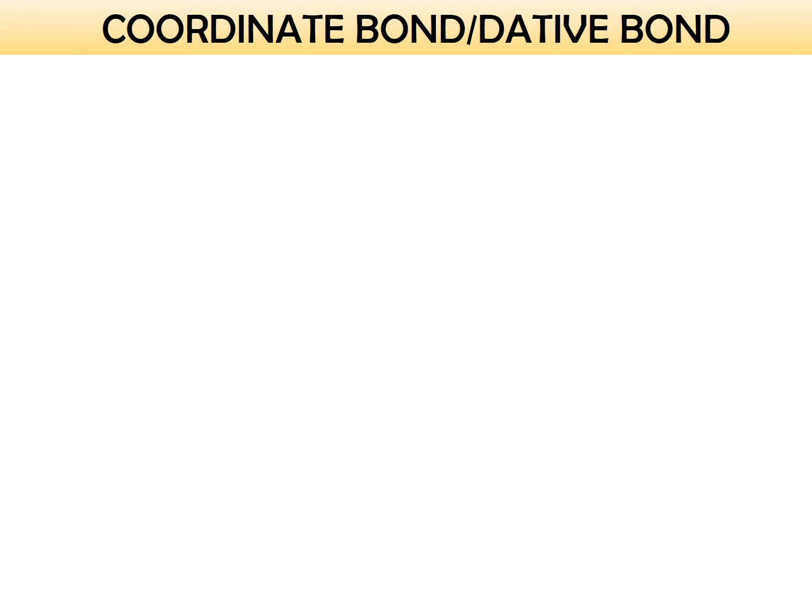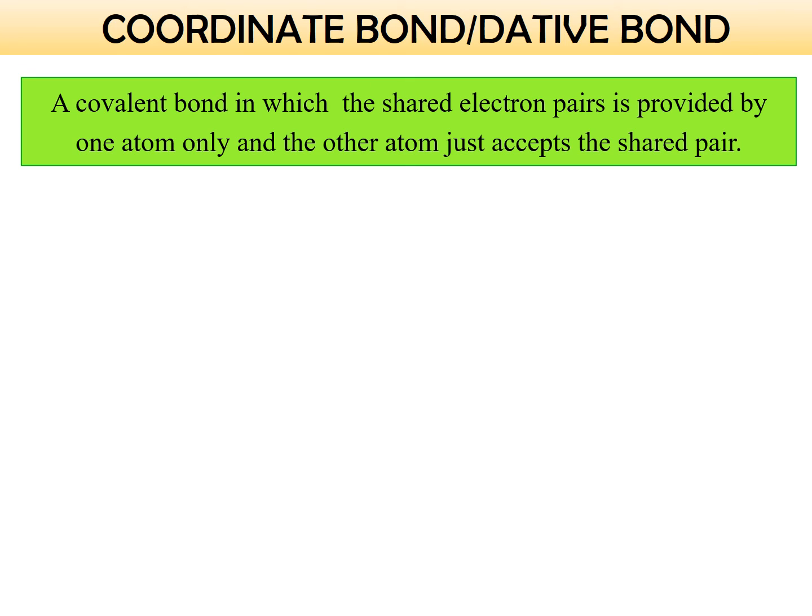Now we proceed to the third type of chemical bond, which is the dative bond. A dative bond is also termed a coordinate covalent bond. A dative bond is a covalent bond in which the shared electron pair is provided by one atom only and the other atom just accepts the shared pair.